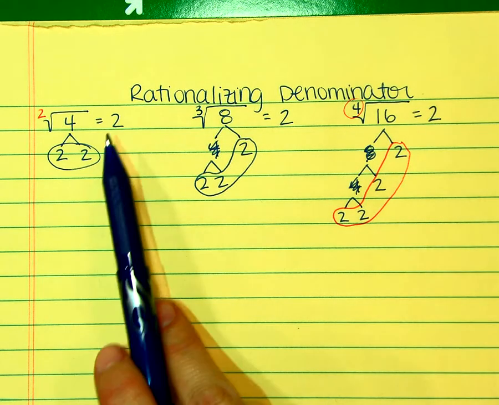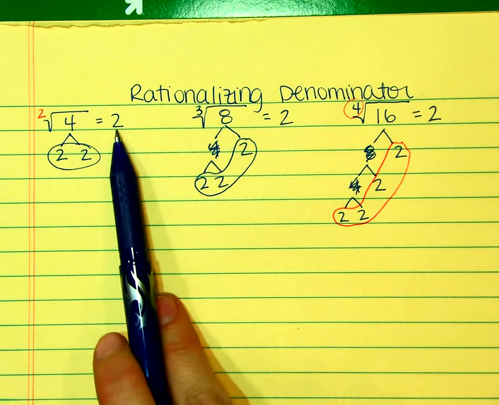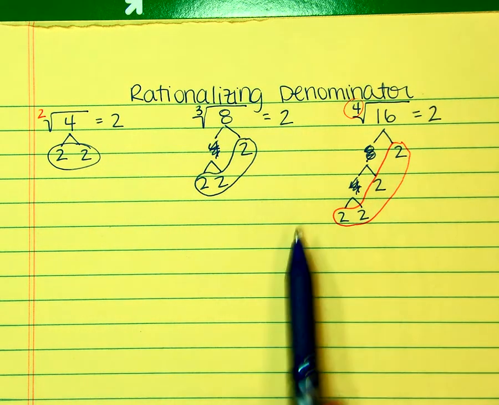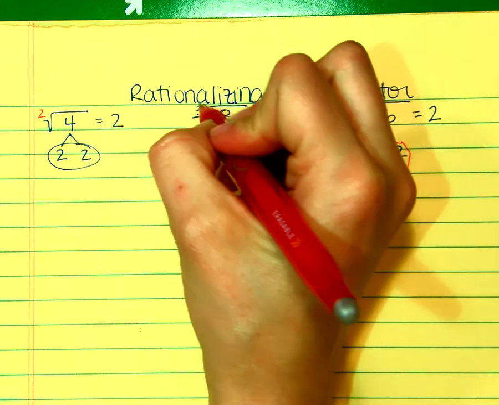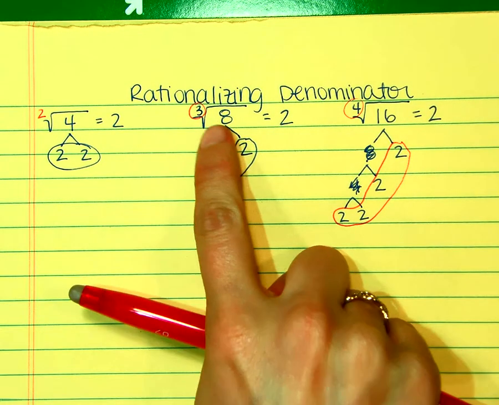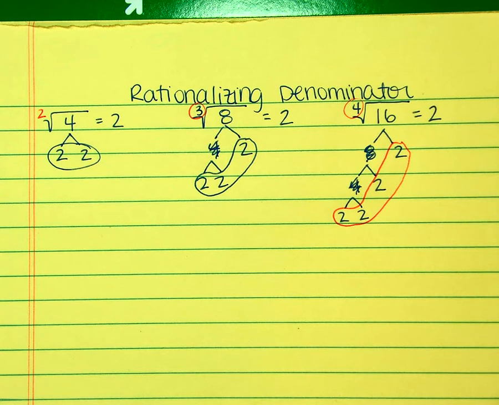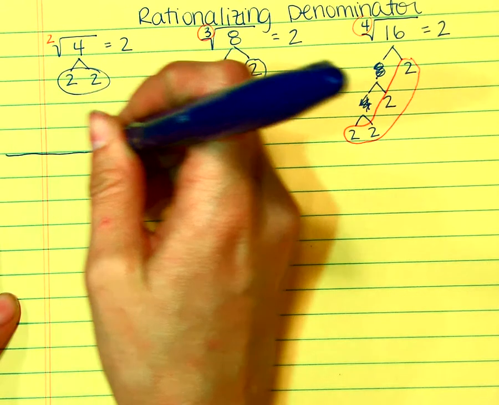So see how 2 is the answer for all of these, but I have different groups of 2. I've got 2 2's here, 3 2's here, and 4 2's here. It all depends on what this number is up in that corner. All right? If there's no number written, it's a 2. If there's a number written, it'll tell you what number it is. All right, so now let's go to some examples for rationalizing the denominator.